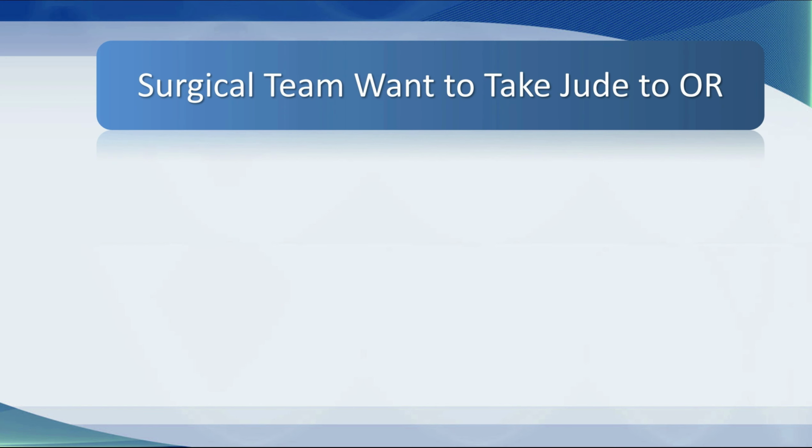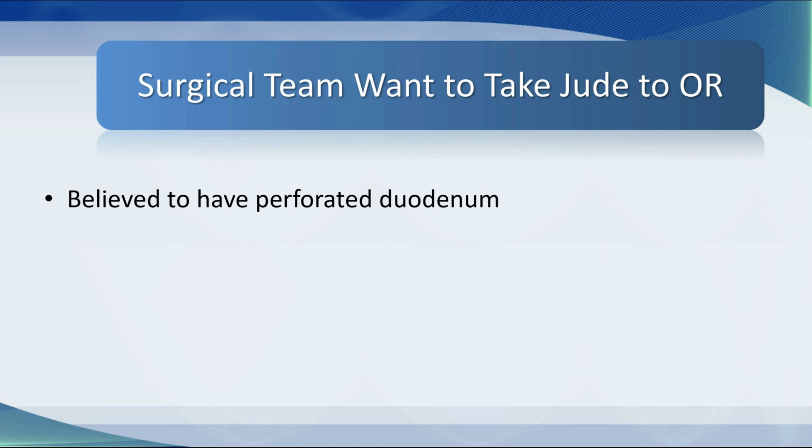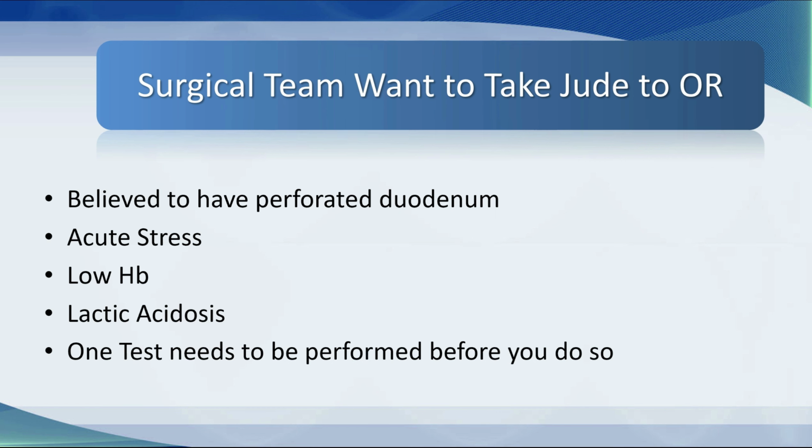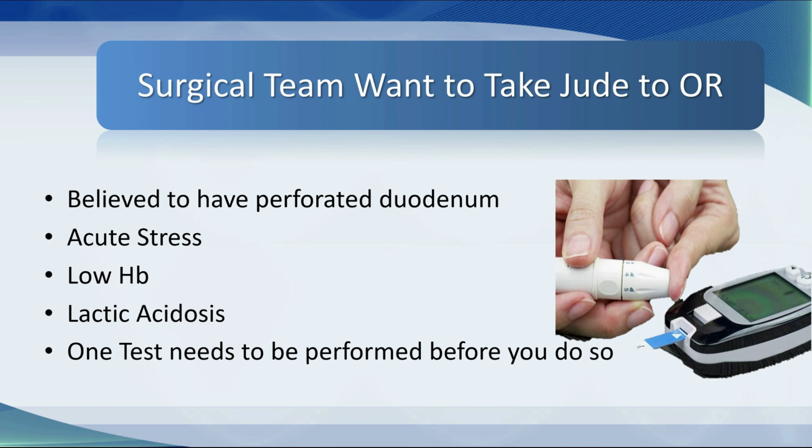The surgical team want to take Jude to the OR, believing that he has a perforated duodenum. There's clear evidence of acute stress, there is a low hemoglobin and a lactic acidosis, all in favour of this diagnosis. However, before they do anything, one test needs to be performed, and that test is a blood pinprick test to measure ketones.